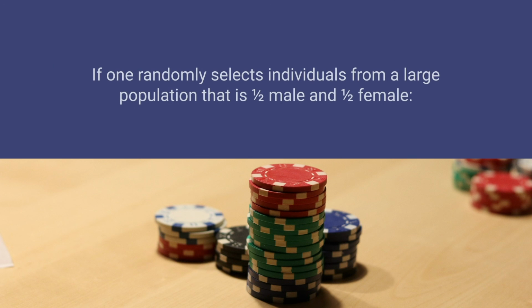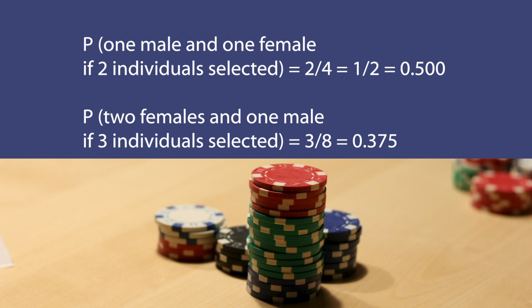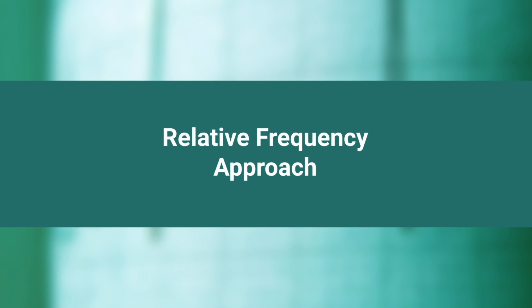If one randomly selects an individual from a large population that is half male and half female, then the probability of one male and one female if two individuals are selected is 2 by 4, which comes to 1 by 2, and the value is 0.50. The probability of two females and one male if three individuals are selected is 3 by 8, so the value is 0.375. So this is called the classical method.